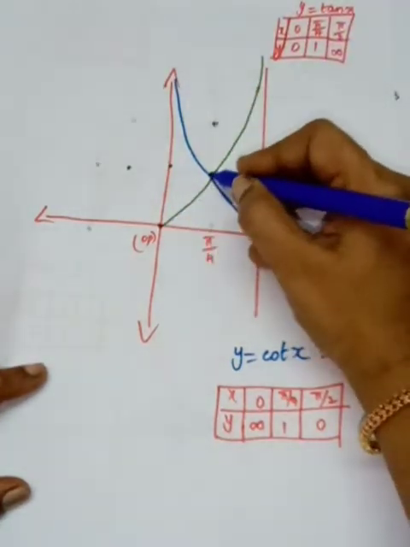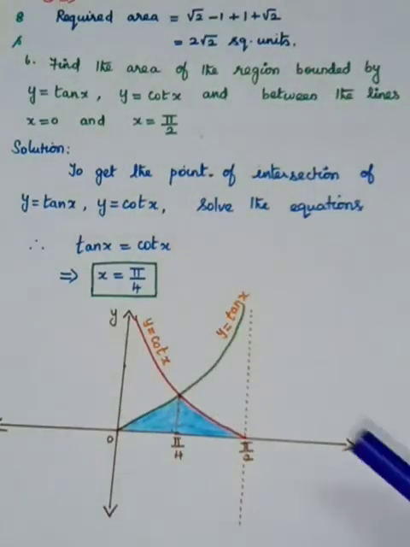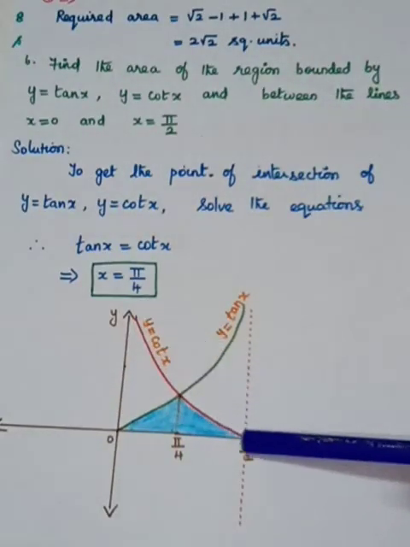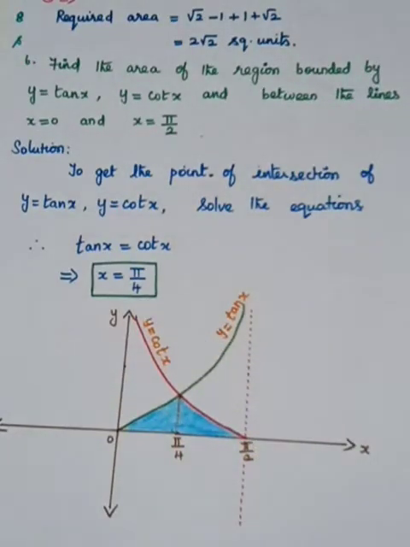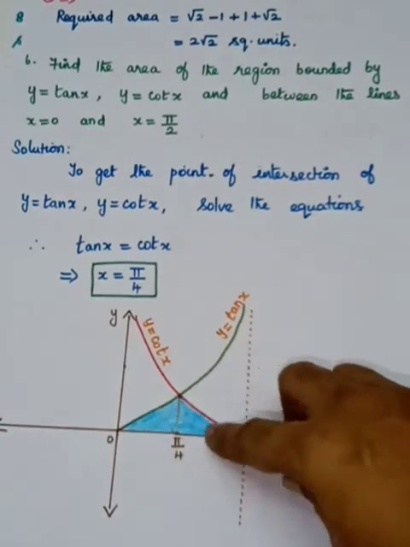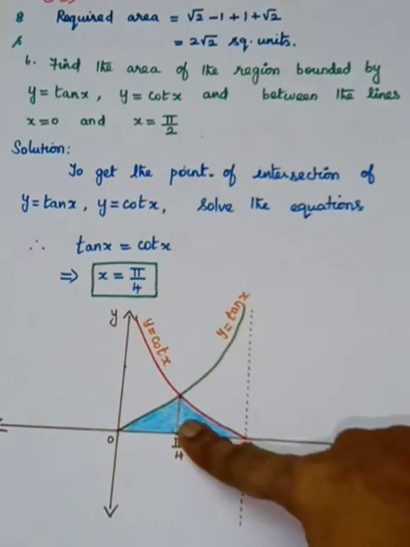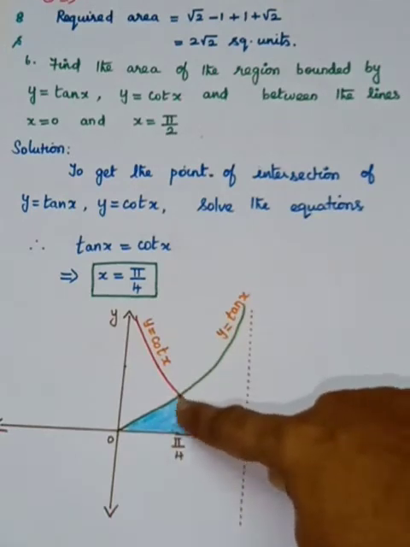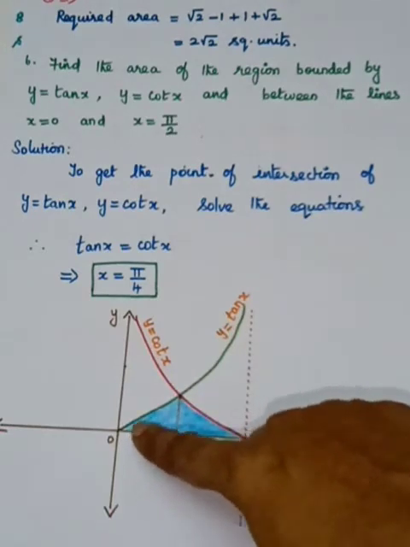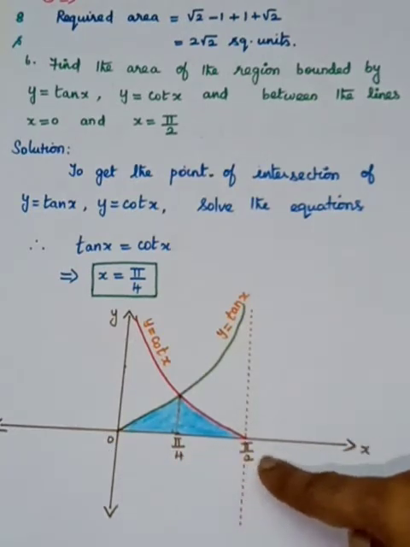Okay. So they will meet at pi by 4. So now you see the diagram. I have drawn the red color curve representing y is equal to cot x. Now here this is the area. We have to find the area between the two curves from 0 to pi by 2. So this area can be split into 0 to pi by 4 and pi by 4 to pi by 2.